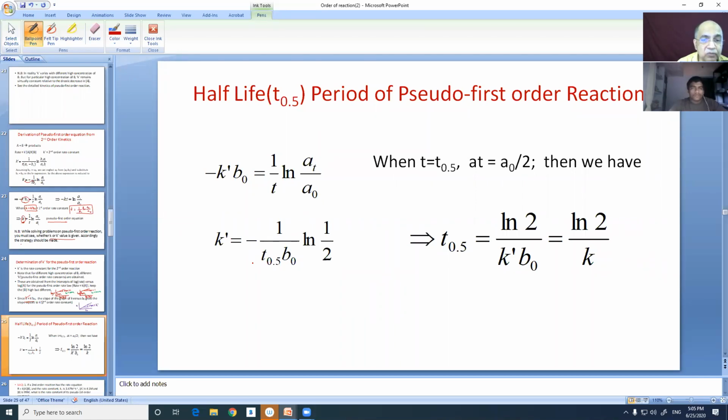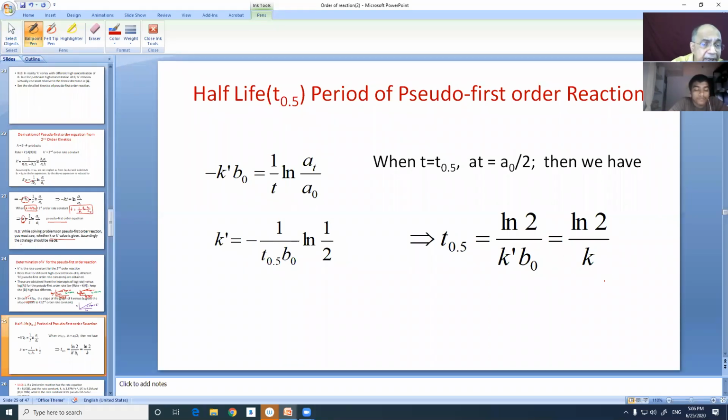What is K dash? Yes, anyone? Second order rate constant. Yes, second order rate constant is equal to 1 by half-life period for the pseudo first order reaction into B0 ln 2. But if you multiply K dash into B0, if you bring B0 here, this becomes first order rate constant K, which is same that we studied before, 0.693 by K.